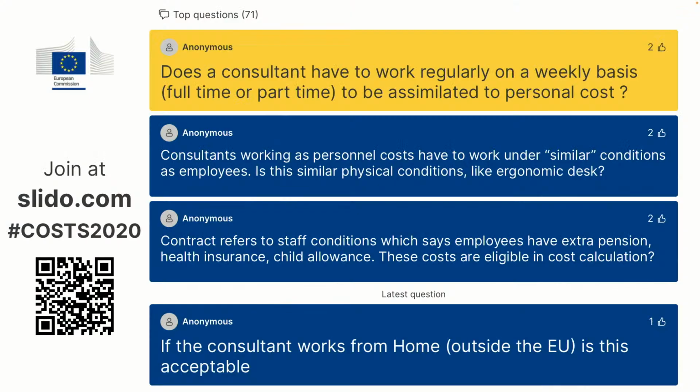Okay, next two questions are about consultants. Does a consultant have to work regularly on a weekly basis, full-time or part-time, to be assimilated to personnel costs? Okay, yes.